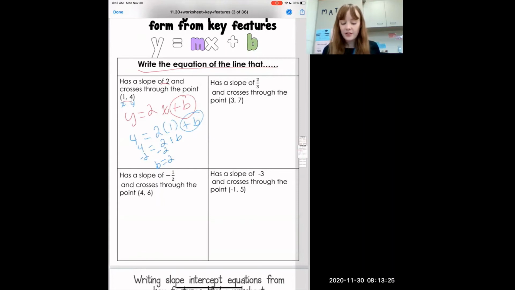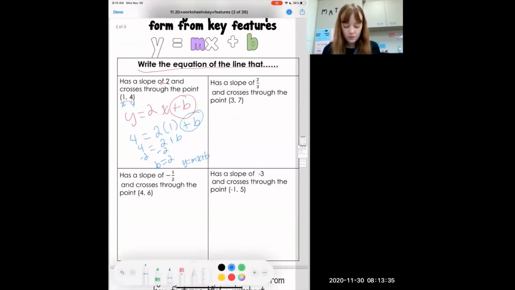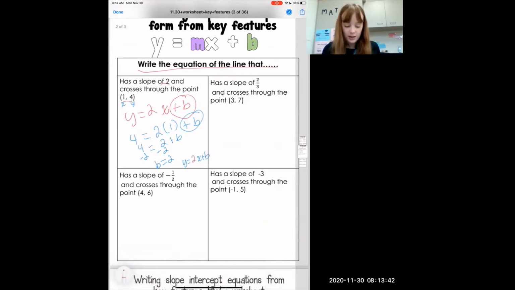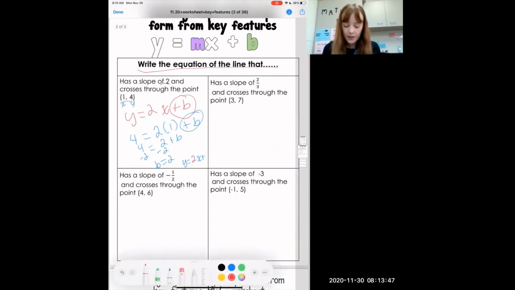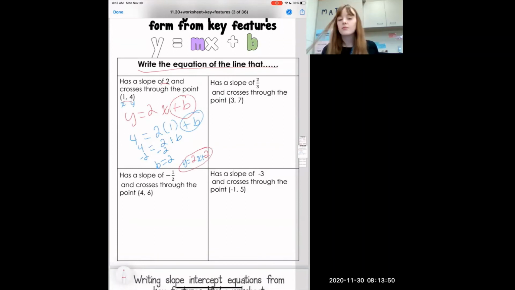Now our final answer, we need to write in the form of y equals mx plus b. We know the slope is 2 from the equation, or from the problem. So I put that in front of the x, and I now know that b is 2 because we just solved for that. So I write plus 2. And that's how we get to our final answer. We had the slope, we found the b, the y-intercept, and then we wrote it in the final form. We have 3 more examples to do.